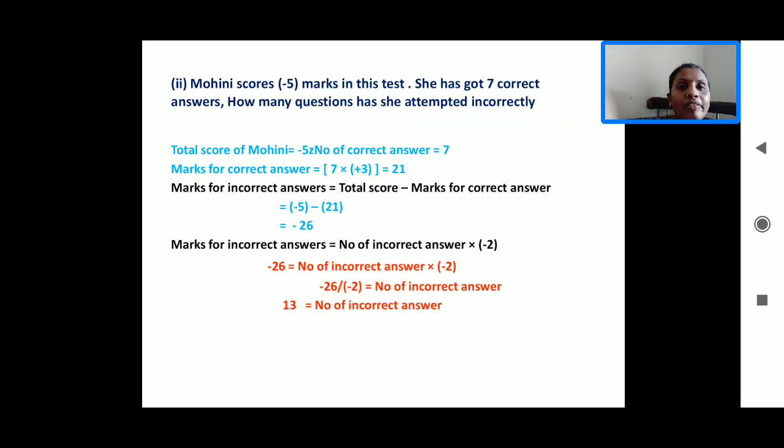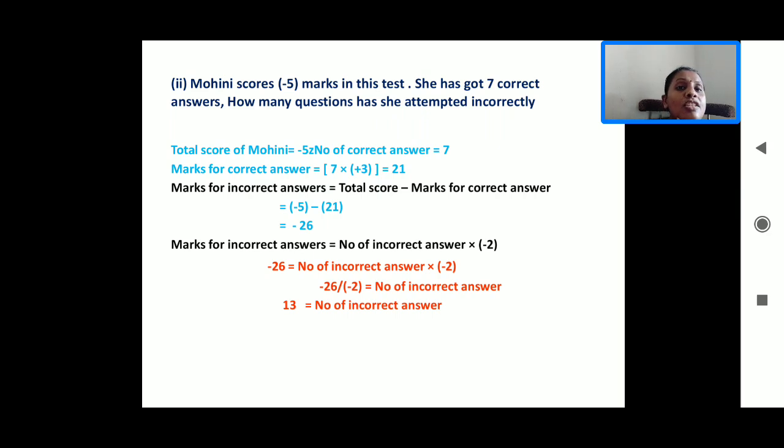Now the second part of question 6. Mohini scores minus 5 marks in this test. She has got 7 correct answers. How many questions has she attempted incorrectly? It is the same as the previous first part, like Radhika, which we have solved. If you have understood that question correctly, you can do this in your own way. But still I am solving it for you. If you are not able to do it your own way, you can see this question in this video lecture.